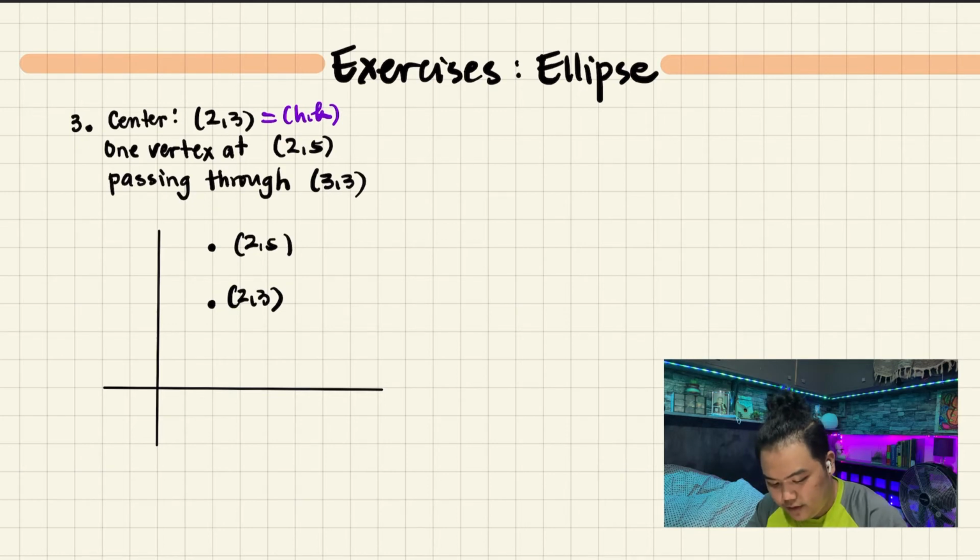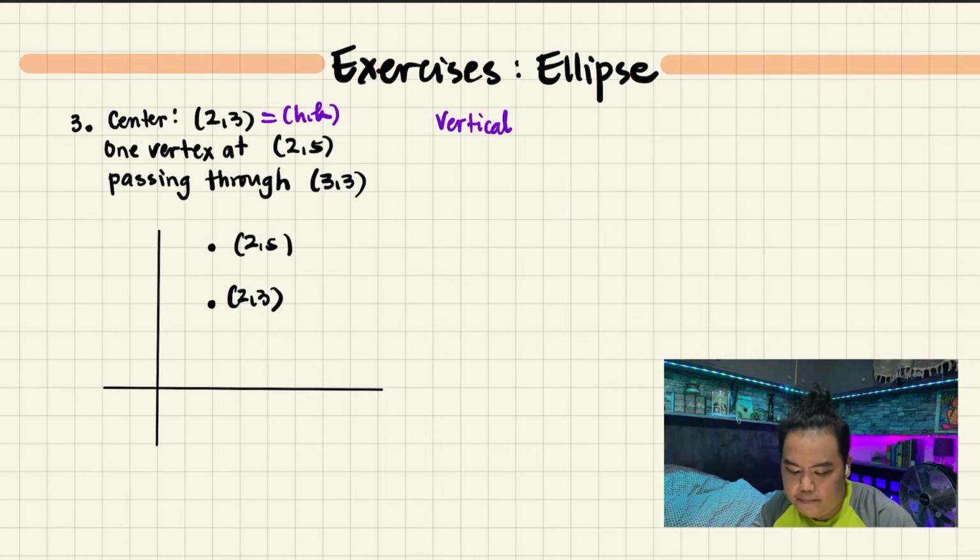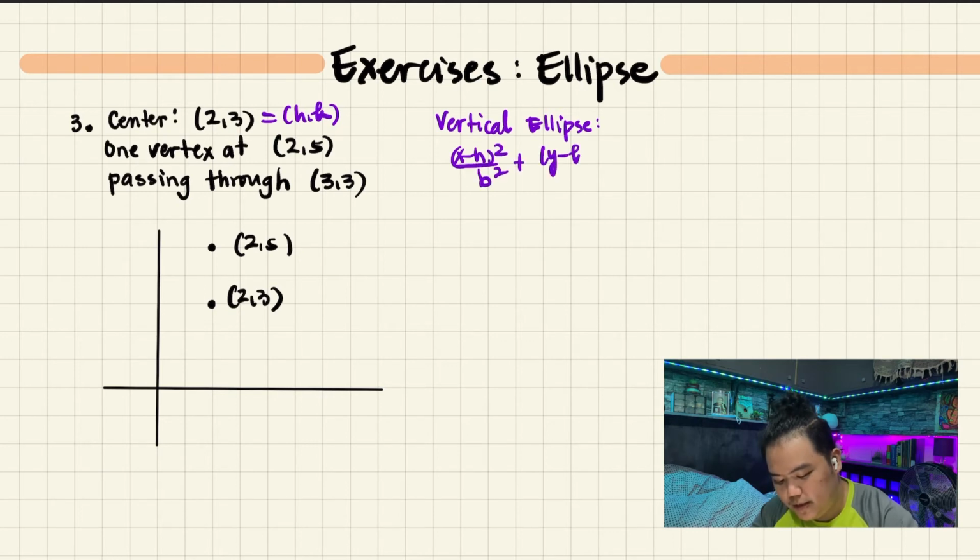So, ibig sabihin, kung ito yung center mo, ito yung vertex, yung ellipse mong itsura niya, something like this. You have a vertical ellipse. So, alam na agad natin yung equation niya. So, vertical ellipse, nakatapat sa ilalim ng y minus k ang a square. X minus h square over b square plus y minus k square over a square is 1.